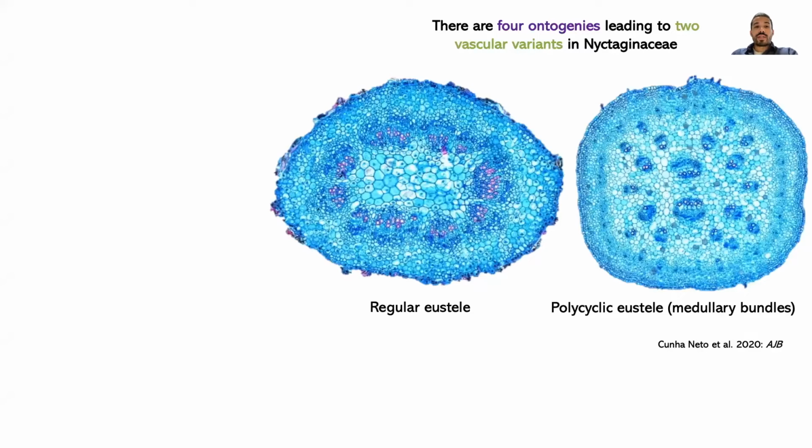So we found that there are four developmental pathways leading to the formation of two vascular variants in Nyctaginaceae. But the first important aspect when we study stem anatomy in Nyctaginaceae is that some lineages start stem development with a regular eustele, and others possess medullary bundles constituting a polycyclic eustele. And there is an enormous diversity of polycyclic eustele in Nyctaginaceae, but this is something for another talk. You can check more information about that in the paper that I cite below.